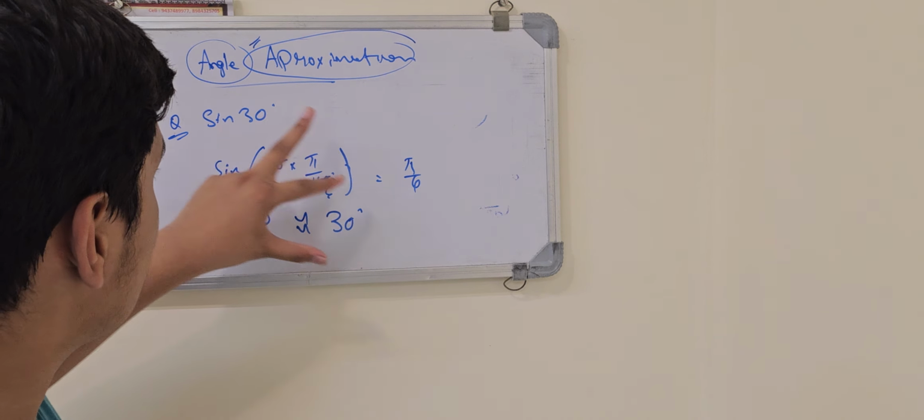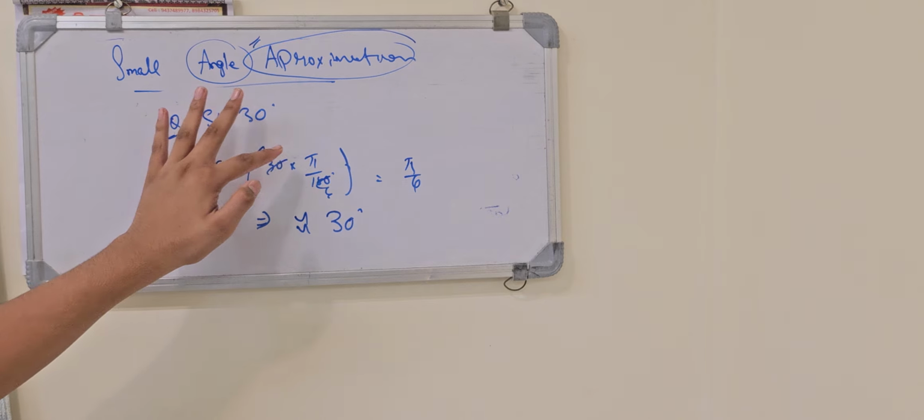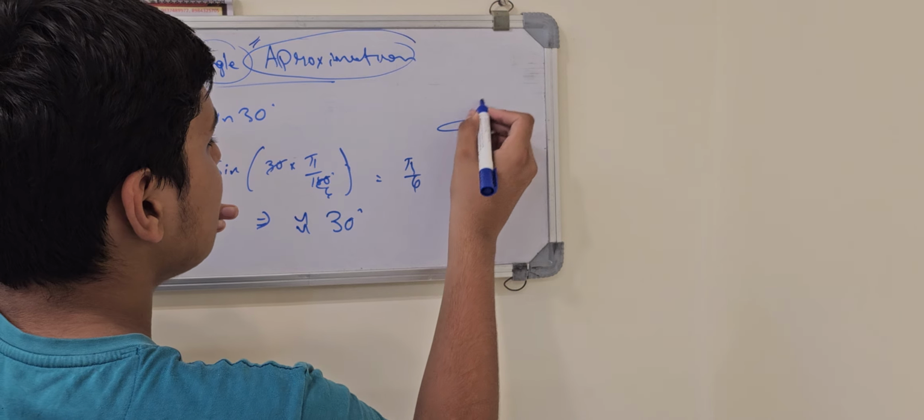You cannot convert like this. If it is only 30 degree, then you can convert into pi by 6. But this is sine 30. This is not a small angle approximate. This is a larger angle. 30 degrees is a larger angle. 1 degree was like this, 2 degree was like this.